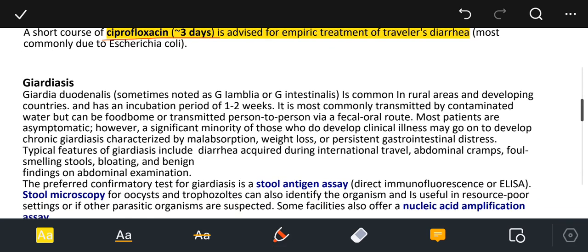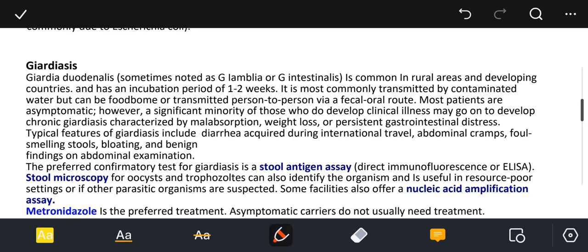Giardiasis. Giardia duodenalis, sometimes noted as Giardia lamblia or Giardia intestinalis, is common in rural areas and developing countries and has an incubation period of 1 to 2 weeks. It is most commonly transmitted by contaminated water but can be foodborne or transmitted person to person via the fecal-oral route. Most patients are asymptomatic. However, a significant minority of those who do develop clinical illness may go on to develop chronic giardiasis characterized by malabsorption, weight loss, and persistent gastrointestinal distress.